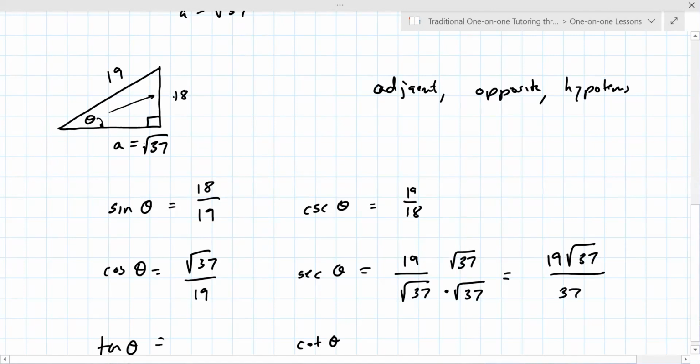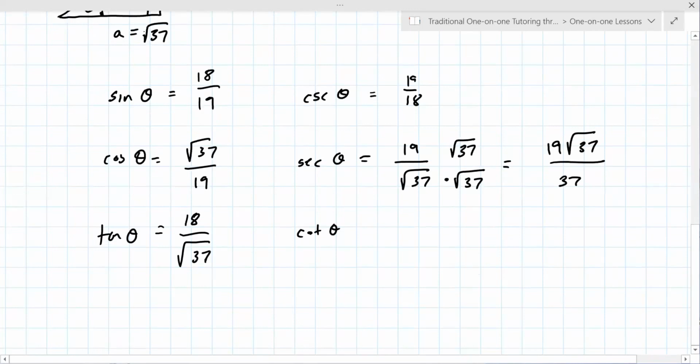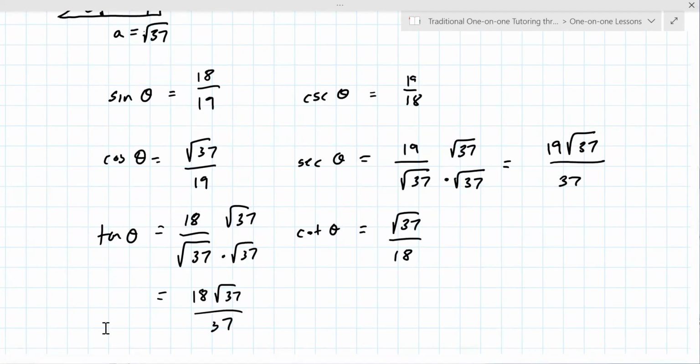Tangent theta is opposite over adjacent, so it's 18 over the square root of 37. Okay. Cotangent, you flip it, so it's the square root of 37 over 18. But again, the tangent might not look like this. You may have to rationalize by multiplying the top and bottom by the square root of the bottom. So it becomes 18 root 37 over 37. So there's some mapping here to what you're looking for, and you may just have to scan through the answers to find it.